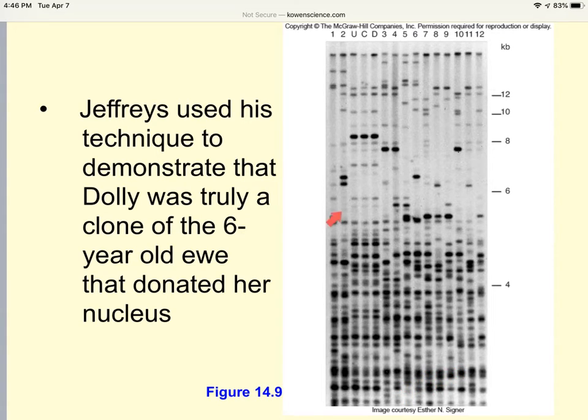And you can see that we're matching up lots and lots of lines. And those are all DNA fragments. And the more fragments you can match up, the closer that those individuals are connected, and no other individual can match up. So Jeffrey used his technique here to demonstrate Dolly was truly a clone of the sheep that donated her nucleus.